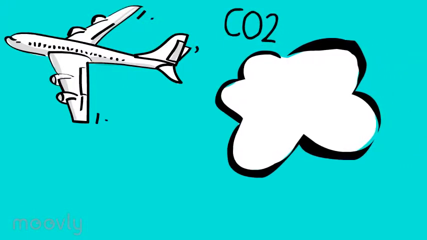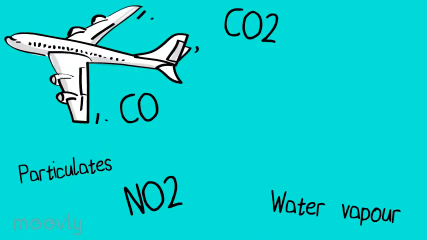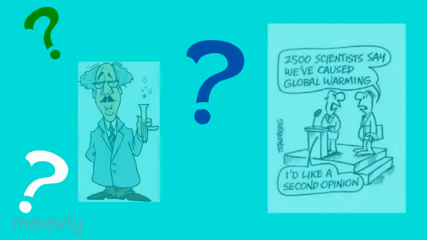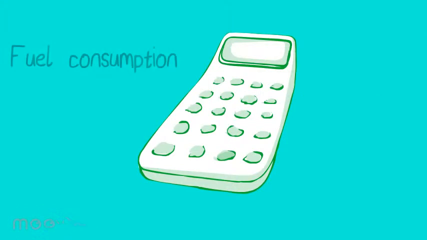In-flight aircraft emit mainly carbon dioxide, but also other harmful gases like nitrogen dioxide, water vapor, particulates, and carbon monoxide. While scientists are confident man-made emissions are changing the radiative balance of the atmosphere, there remains some uncertainty surrounding the calculation of aviation emissions. Using carbon calculators, we can calculate emissions from how much fuel is used during a flight.